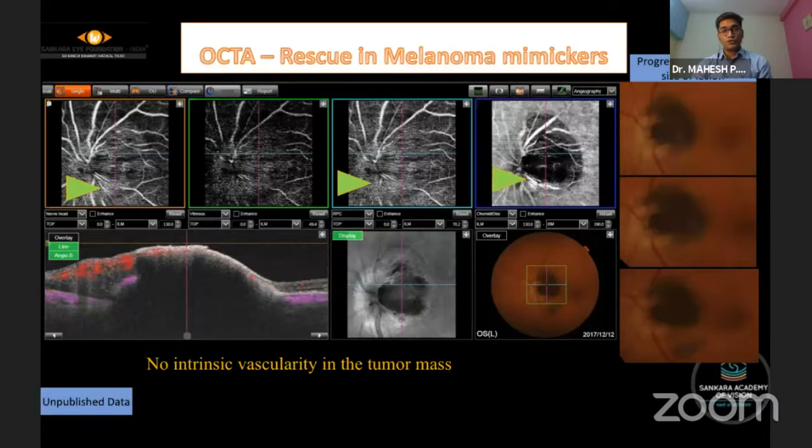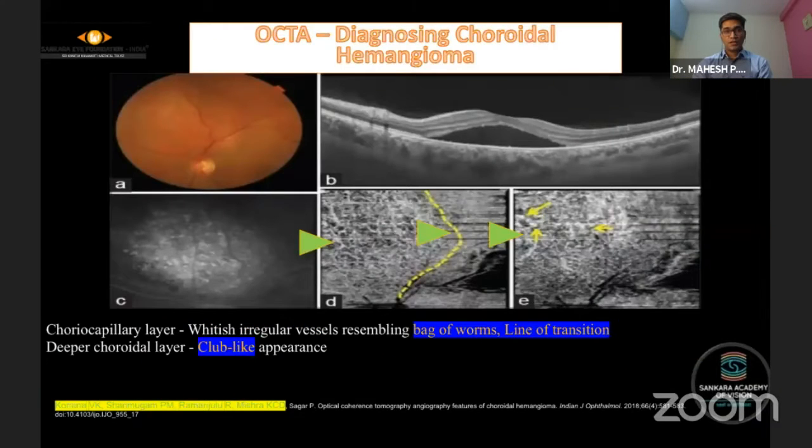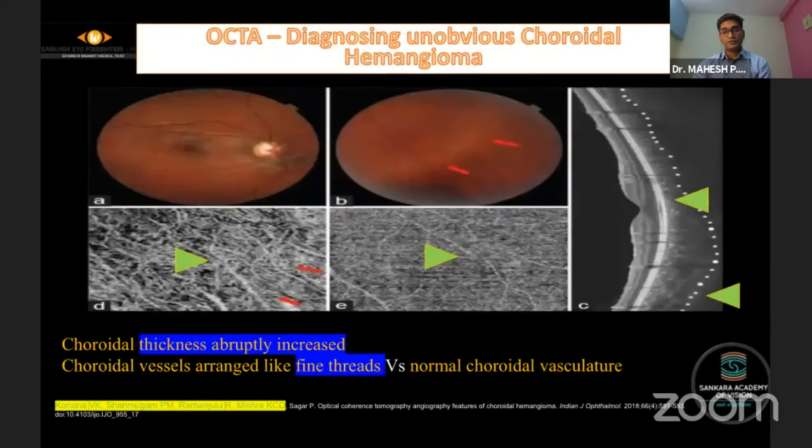It can help us rescue patients who have a transformation of melanocytoma, but in this case, as we can see, there is no vascularity, and that was proven even on biopsy of this case. It can help us diagnose choroidal hemangiomas, where the choroidal slab shows a bag-of-worms-like appearance, a line of demarcation between normal and abnormal, and the deeper choroidal layers can show club-like appearances. It can also help us unearth unobvious choroidal hemangiomas, where the B scan can show a thickened choroid compared to normal, again demarcation from normal to abnormal, and fine thread-like structures.